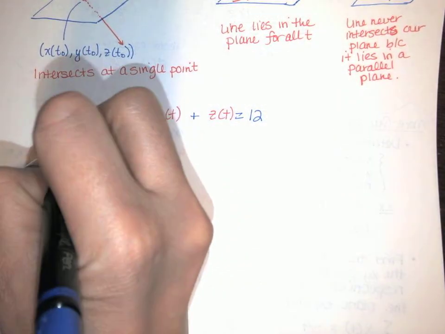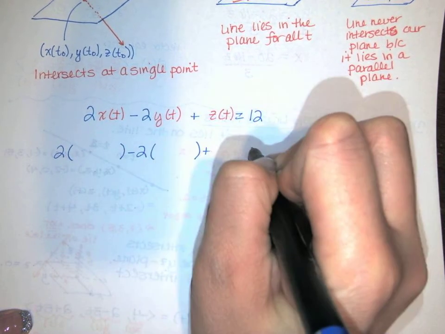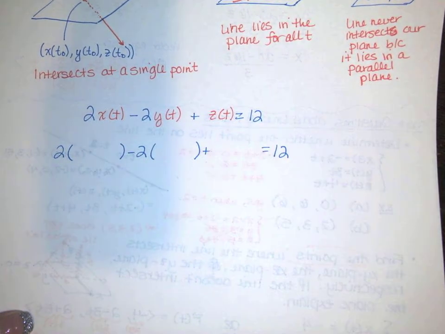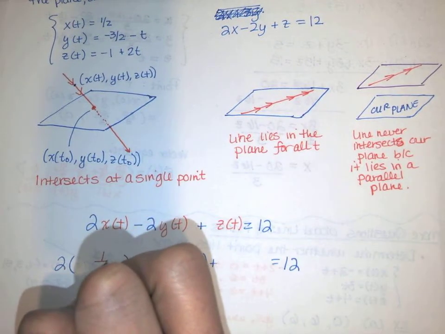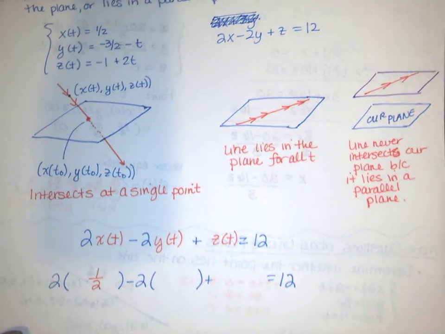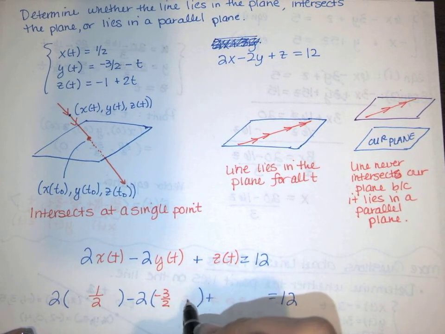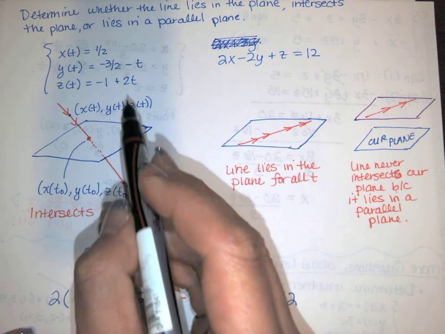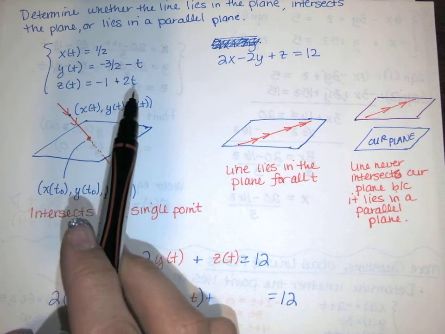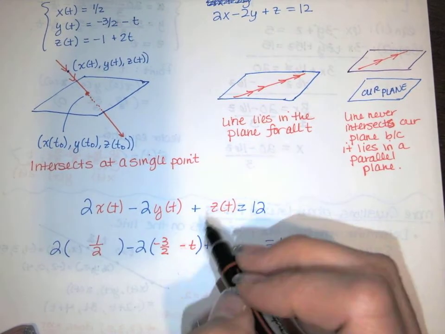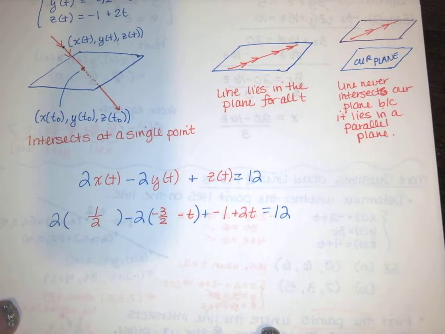So in our example, we were given x of t, y of t, and z of t. We're told that x of t equals 1/2, and y of t equals -3/2 minus t, and z equals -1 plus 2t. Okay, let's see what we get.